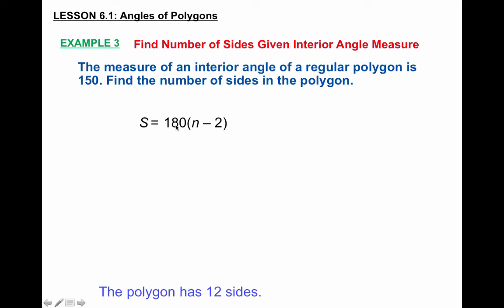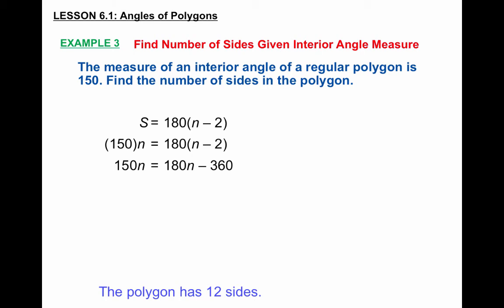And we know that in the formula, 180 times the number of sides minus 2 equals the total. Well, in this case, the total is 150 times the number of sides because we know that one angle is 150. So we're just replacing the total measurement with 150 times the number of sides, which we don't know yet. So 150n. All right, so we're just replacing the s with 150 times the number of sides. And then this is just a matter of solving for n.